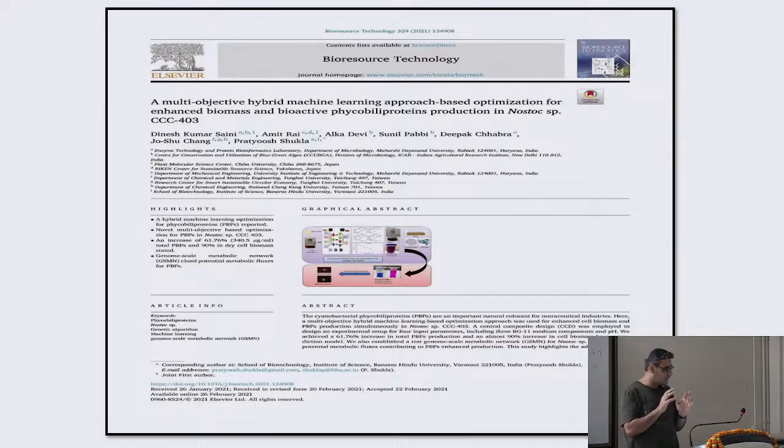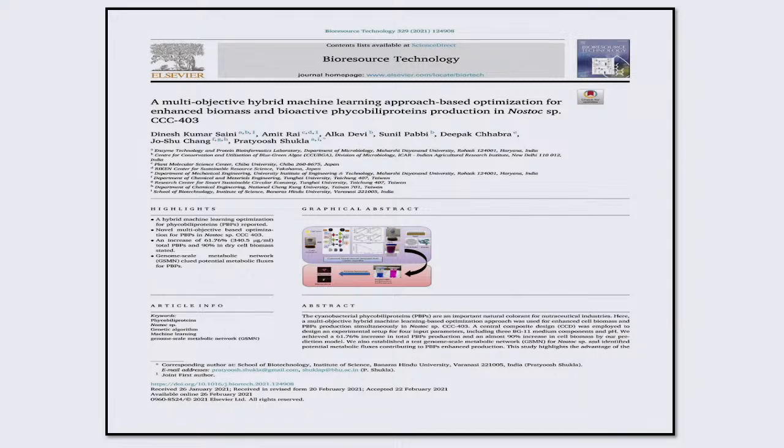Is there any possibility to see at the genetic level or at the genome level? That work we also combined here. It was very preliminary, but we developed this hybrid machine learning tool for PPP in Nostock 403, and we got an increase of 61.76%. So a 61% increase in PPP was observed, and 90% in the cell dry mass. So that is also very good.